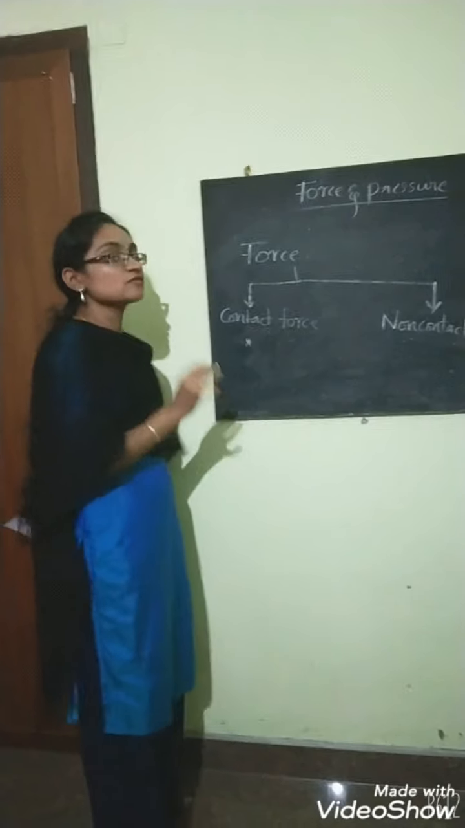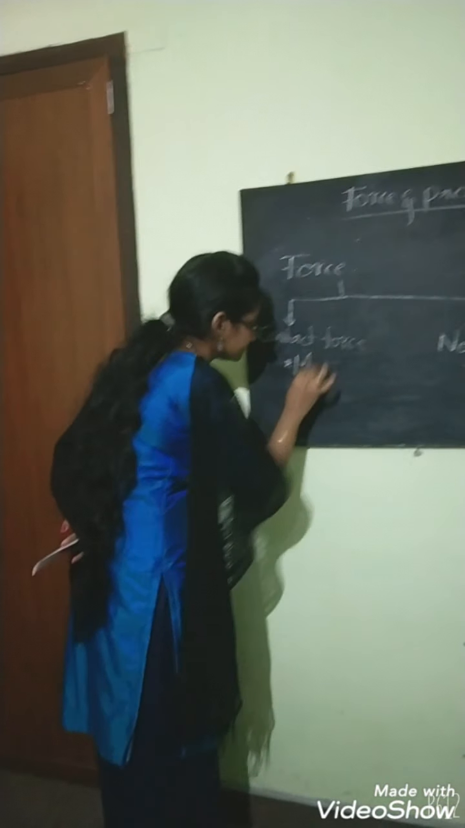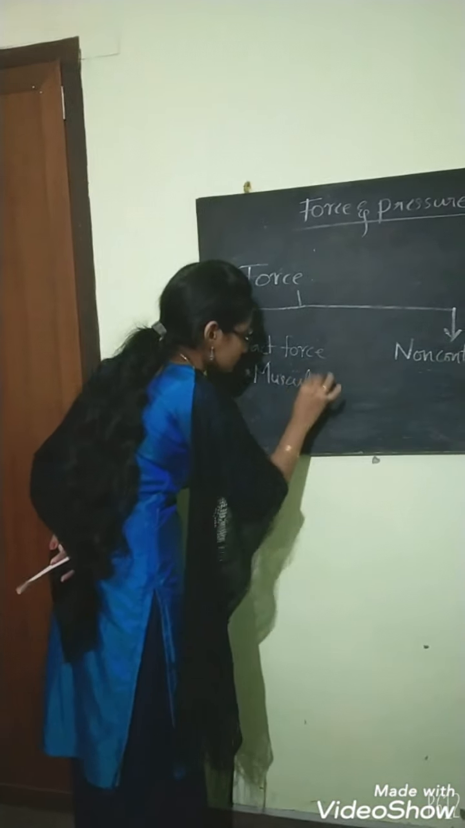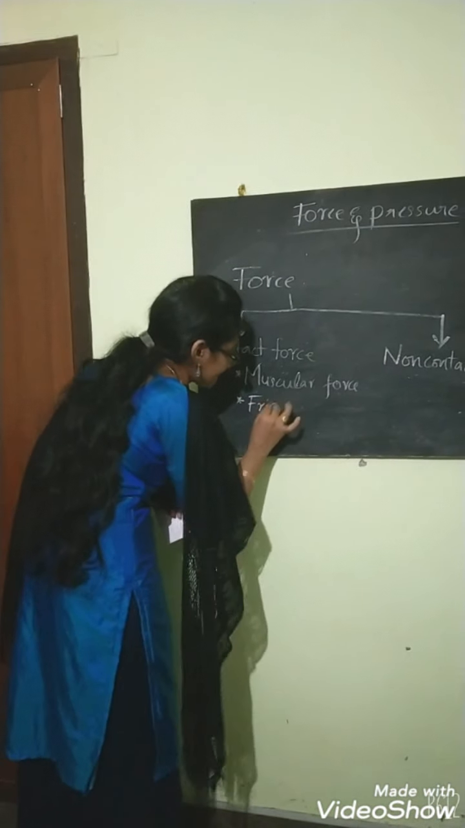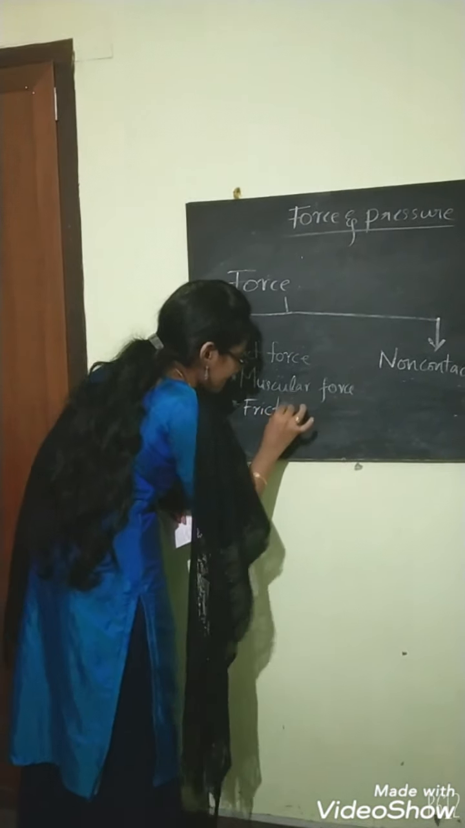The examples of contact force are muscular force, and then we discussed the frictional force. The examples of non-contact force are magnetic force, then electrostatic force, and then gravitational force.